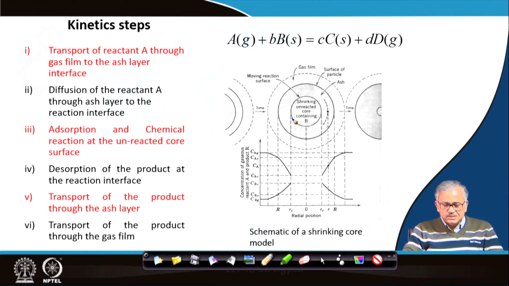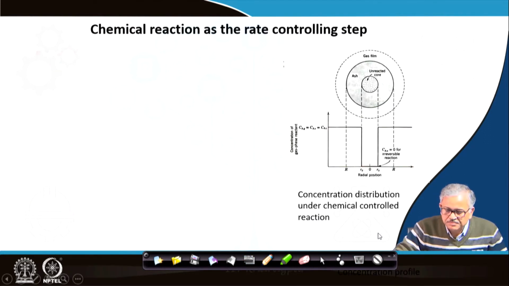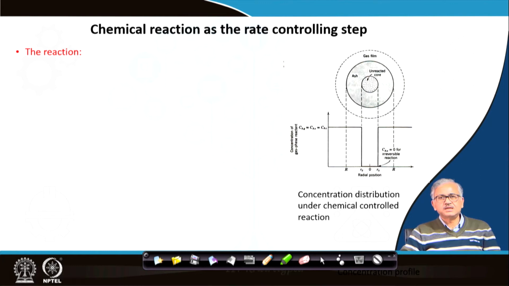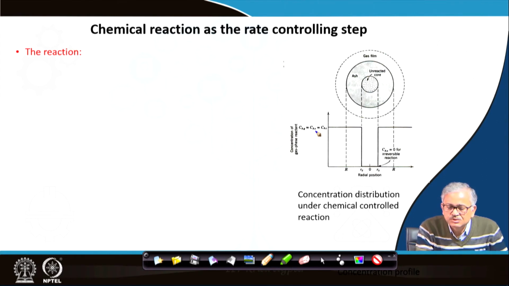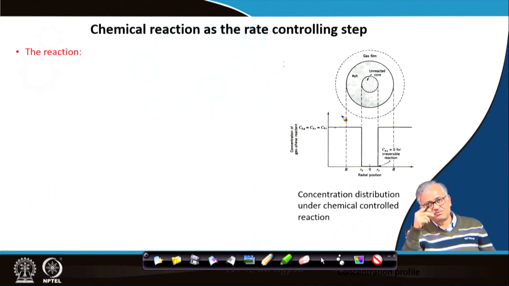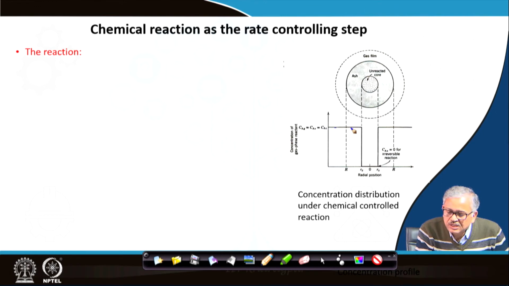Okay. Fine. Let us first consider different rate controlling mechanisms. First, let us consider chemical reaction as the rate controlling step, that is, the chemical reaction at the interface is the slowest step. In that case there will be no concentration gradient at all: CAG is equal to CAS is equal to CAC, because the transport through the film layer and the diffusion of A through the ash layer are much faster compared to the chemical reaction at the interface. As a result, you can consider these concentrations equal.